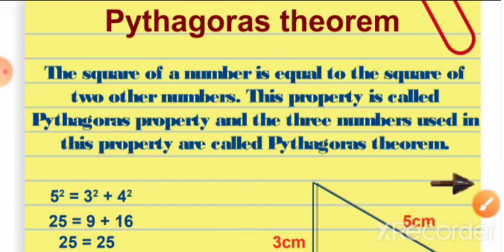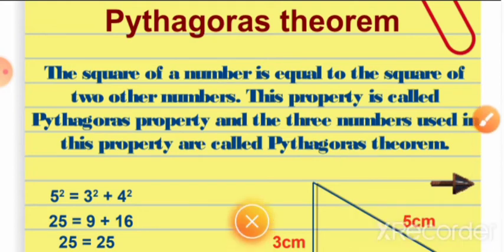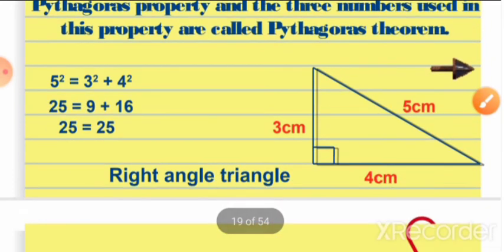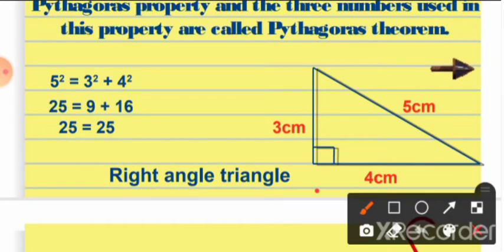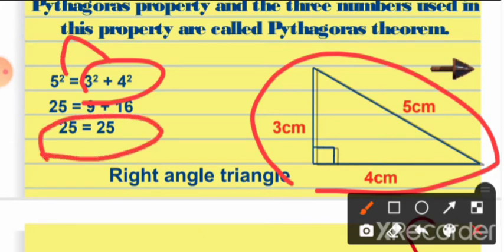In this situation, this is a right angle triangle with sides 3, 4 and 5. The square of 3 plus the square of 4 is equal to 5 square. It means 9 plus 16 is equal to 25, and 25 is equal to 25. So it's the Pythagoras theorem.